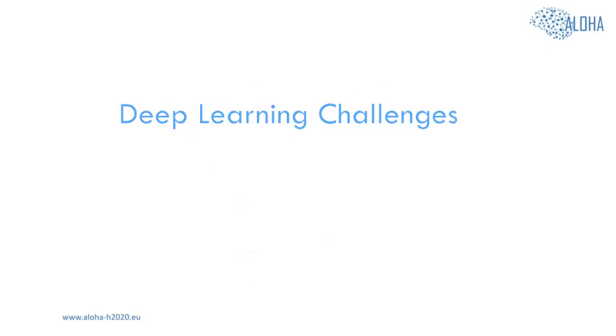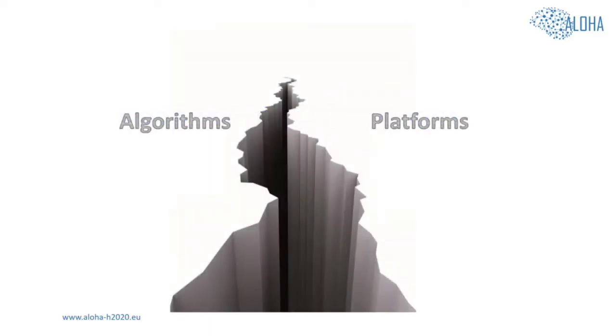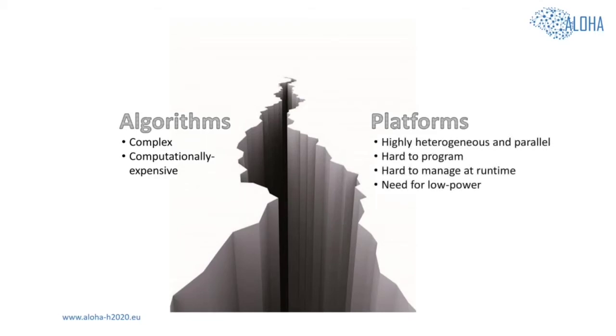Although deep learning-based approaches have shown impressive capabilities in solving some specific computer vision problems, there are several challenges while building real-world applications, especially for embedded hardware platforms. On one side, the algorithms are complex and computationally expensive. On the other side, the proposed embedded hardware solutions often present highly heterogeneous and parallelized architectures, rendering them hard to program, hard to manage at runtime and with low power requirements.